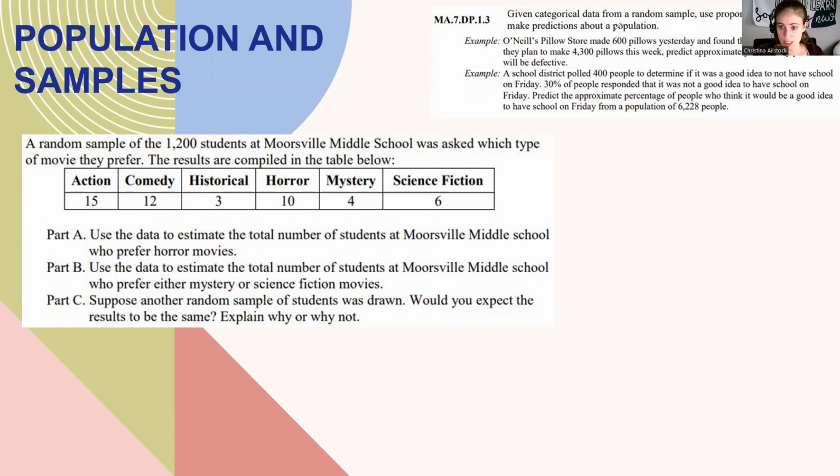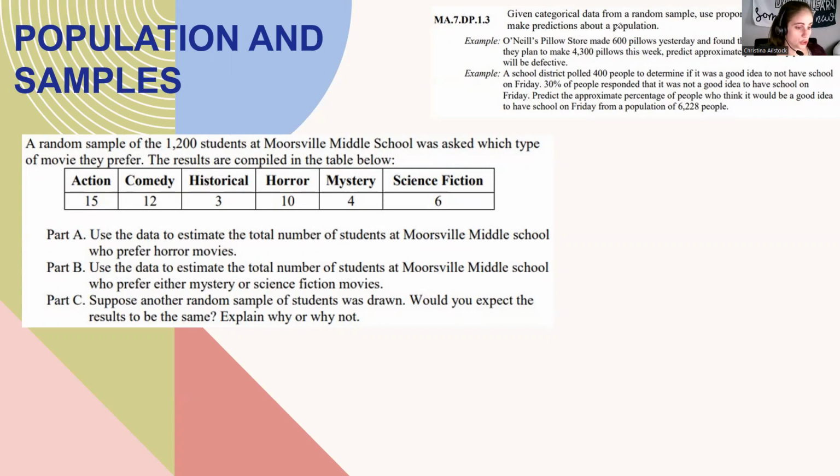So I'm going to read all 3 parts, but then I go back and just focus on one at a time. In my opinion, that's a good test taking strategy. So you can see the picture as a whole, but then focus on each one to make sure you don't miss anything. Part A, use the data to estimate the total number of students at Mooresville Middle School who prefer horror movies. Part B, use the data to estimate the total number of students at Mooresville Middle School who either prefer mystery or science fiction movies. And part C, suppose another random sample of students was drawn.